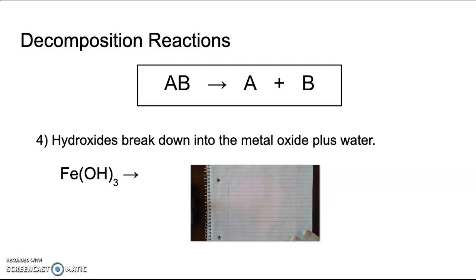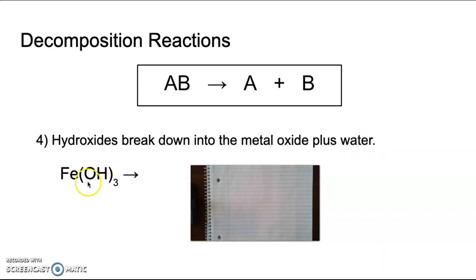Our last rule is that hydroxides are going to break down into the metal oxide plus water. All right, so hydroxides are compounds that contain OH, right? So this is the polyatomic ion hydroxide. So just like we did for the carbonates, those are going to break down into the metal oxide, so the metal paired with oxygen. And then the other product here is going to be water, H2O.